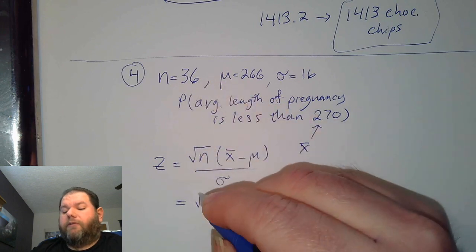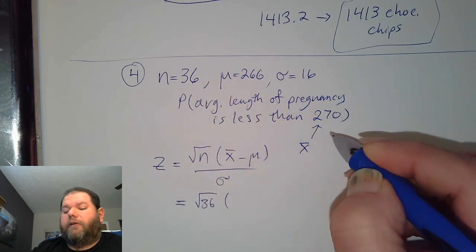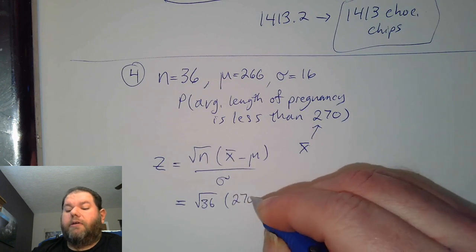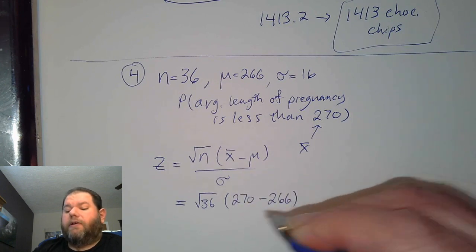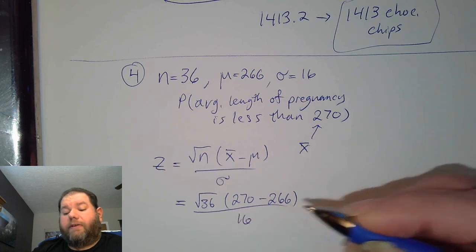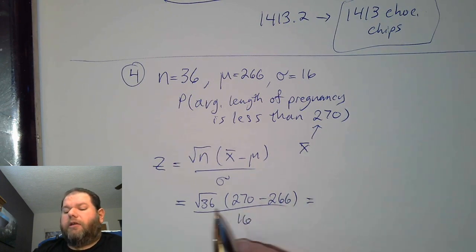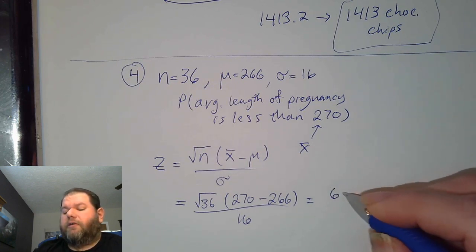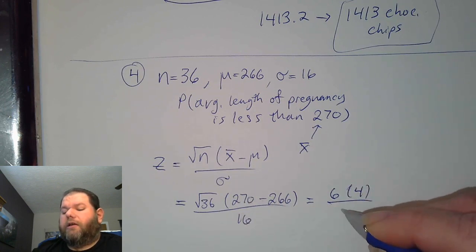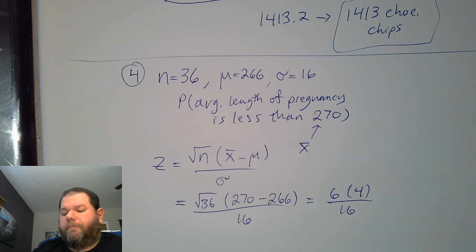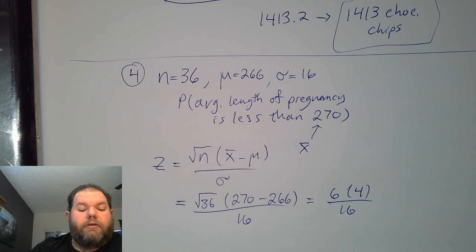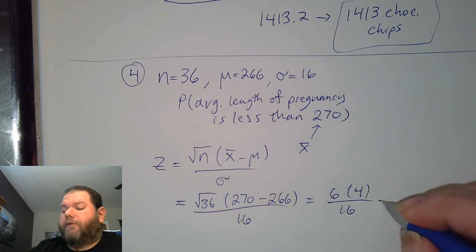So n is 36, so we have square root 36, x bar is 270, mu is 266, and on the bottom, sigma is 16. Now the square root of 36 is exactly 6. 270 minus 266 is 4. Then we have 16 on the bottom. So 6 times 4 divided by 16. We end up with 1.5 as our z-score.